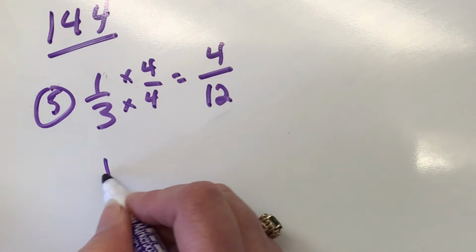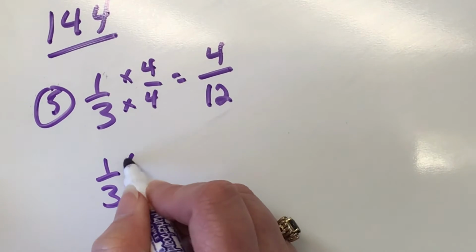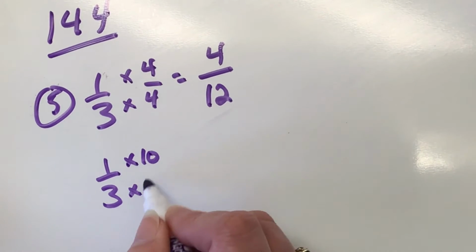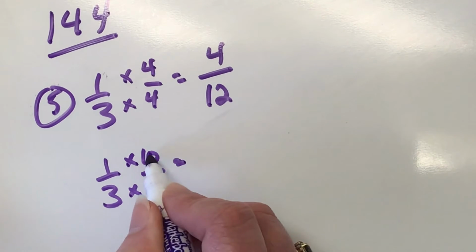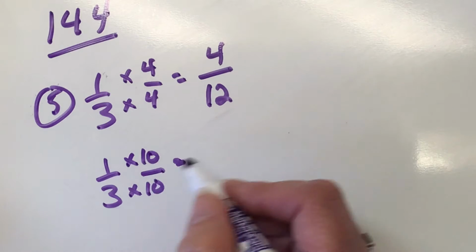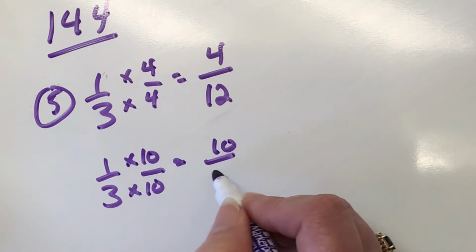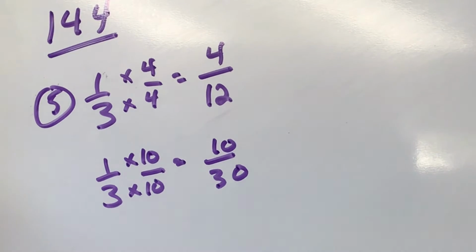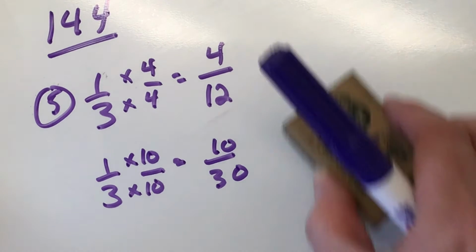Now I'm going to take my same fraction, 1/3, and I'm going to multiply the numerator and denominator by 10. Remember, 10/10 equals 1, so I will get an equivalent fraction. 1 times 10 is 10. 3 times 10 is 30. So 10/30 is an equivalent fraction for 1/3. Now let's look at number 11.